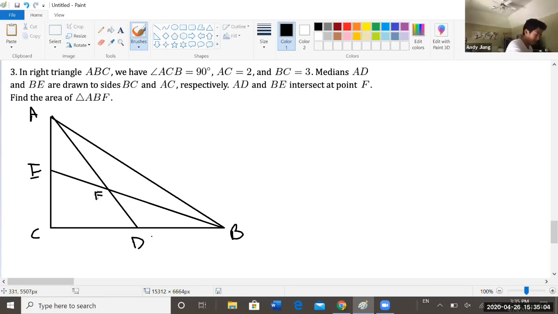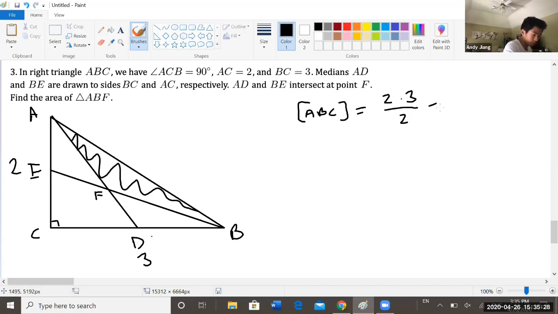So we're looking for the area of AFB. I'll show 2 ways to do this. So the first way is knowing that AC is 2 and BC is 3, I'll first find the area of ABC. And that's 2 times 3 over 2, which is 3. And then let me draw in this last median.